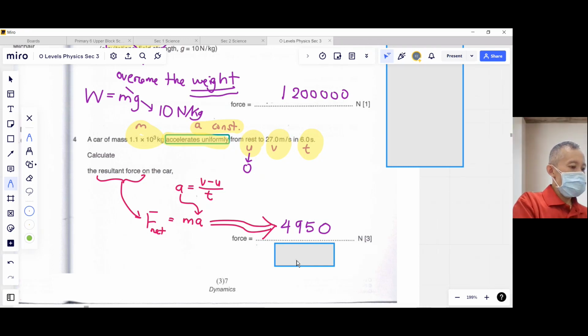Next one, I want you to try. It's a bit difficult. That's why I give it to him, but you can try this. Yes, homework.